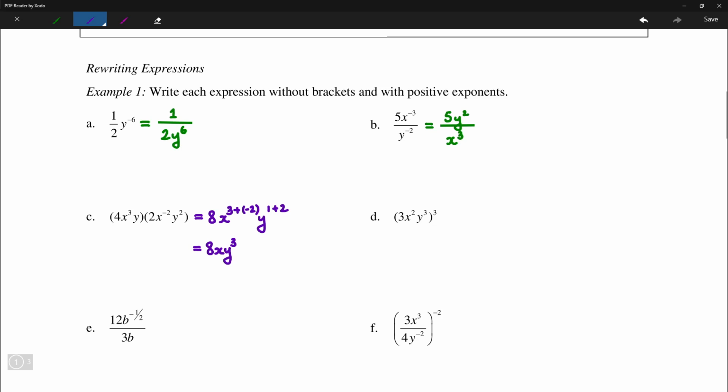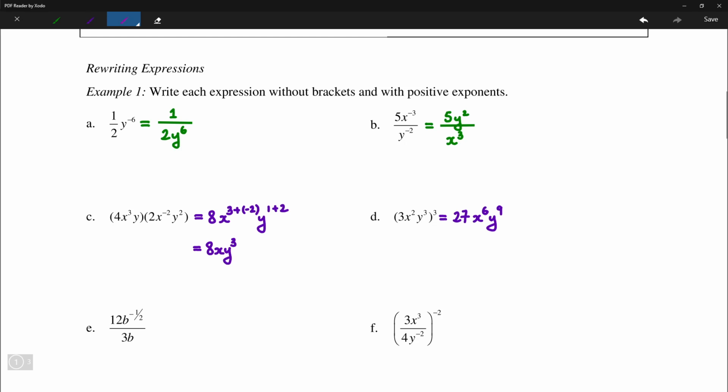Next question here, we have a power of a power. So we have 3 cubed, which is 27, x squared and then cubed, so that will be x to the 6th power. We multiply the exponents together, and then y to the 9th power. 3 times 3 is equal to 9.